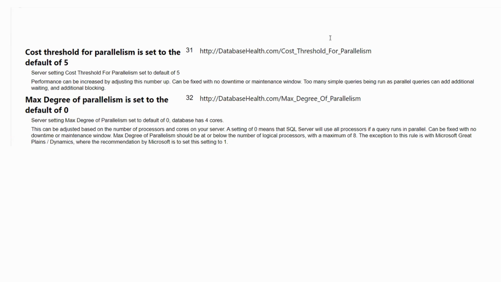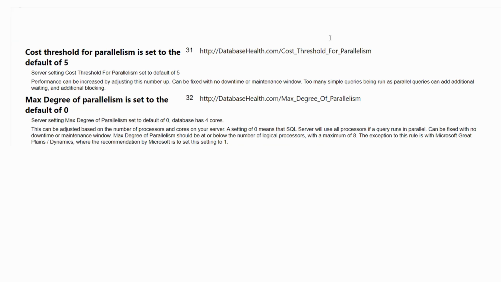And what we like to do is adjust the setting to about 50 or 60 or 70, somewhere kind of in that range, and then see how things go. And what you're going to see if this is set too low is a whole lot of CX packet waits on your system, where too-small queries are being forced to go parallel when what you really want is just big queries to go parallel.